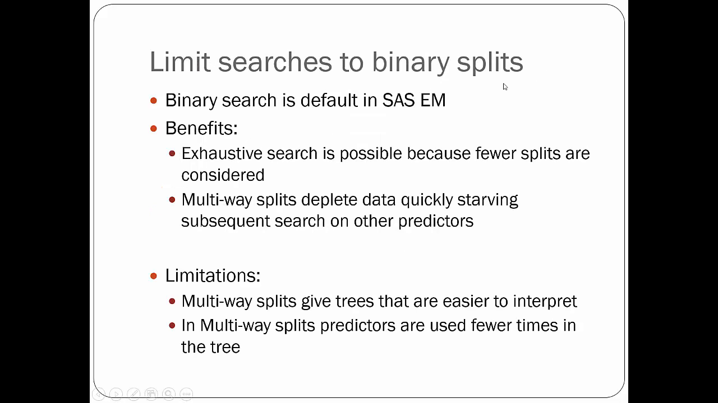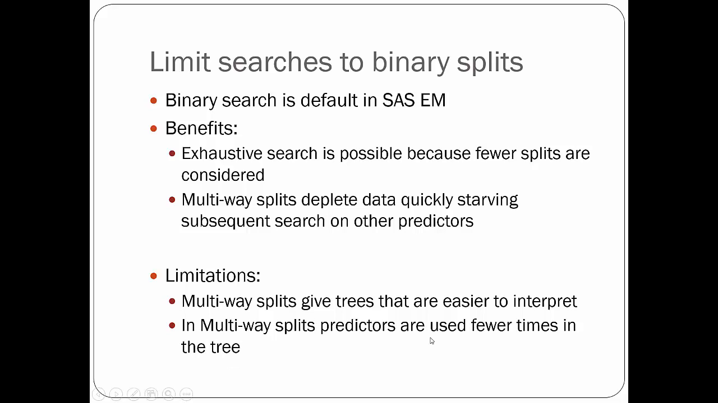Limit searches to binary splits, that's the default in SAS Enterprise Miner. The benefit is that exhaustive search is possible because fewer splits are considered. If you limit yourself to only binary splits, then you can consider all possible binary splits. Also, when you do multiple branches, more than two splits from one single node, you end up depleting the data very quickly, starving it. So that should be a limitation.